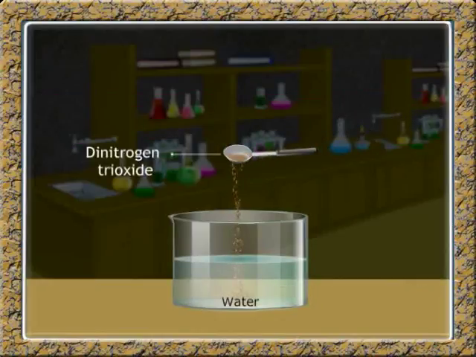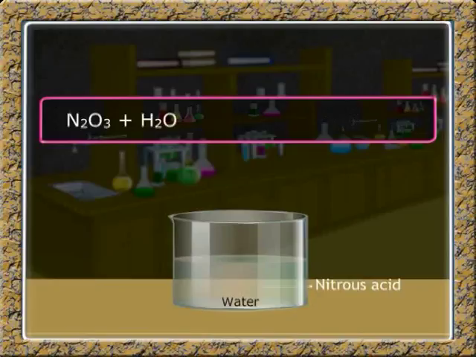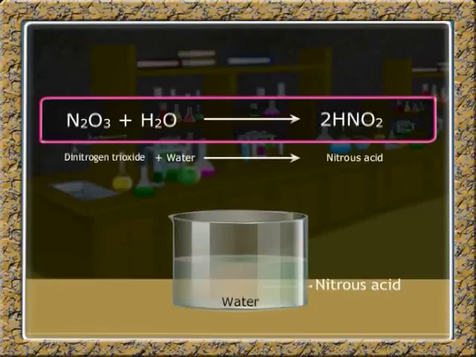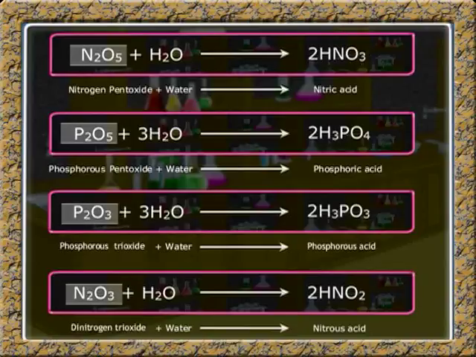Dinitrogen trioxide reacts with water to give nitrous acid. That is, N2O3 plus H2O gives 2HNO2. In these reactions, nitrogen pentoxide, phosphorus pentoxide, phosphorus trioxide and dinitrogen trioxide are all non-metallic oxides. Thus, we can say that when a non-metallic oxide dissolves in water, it forms the corresponding acid.